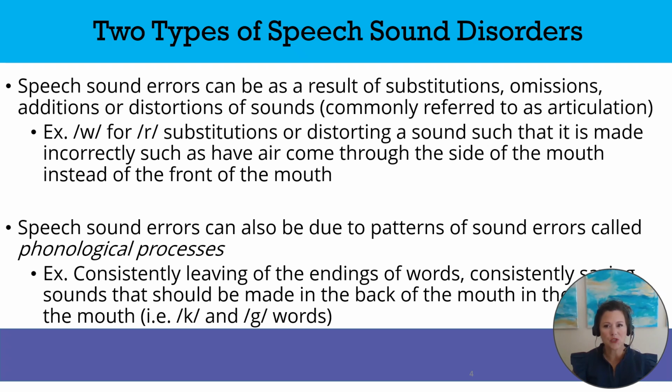Speech sounds can also be an error because of a pattern of errors. These are referred to as a phonological process because phonology refers to the sound of language separate from their meaning. So a pattern of consistently leaving off sounds at the end of a word, such as saying fra for frog or sta for stop, that's a consistent pattern. So we would refer to that as a phonological process.